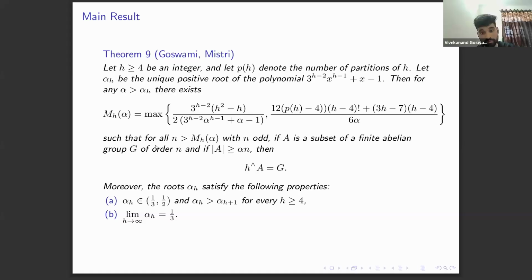And we generalize this theorem for arbitrary h greater than or equal to 4 and in arbitrary abelian groups. So this is our main theorem. It states that, let h be greater than or equal to 4, let p(h) be the number of partitions of h, and let alpha h be the root of a polynomial.